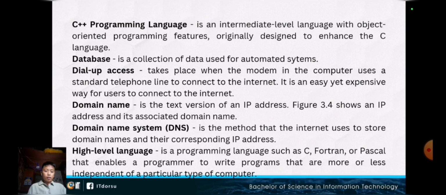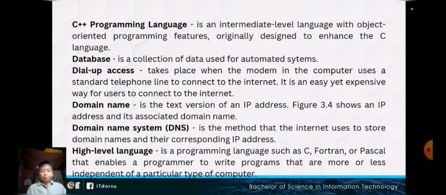It is the text version of an IP address. So, when we say IP address, it is an internet protocol. It is a unique address that identifies a device on the internet or local network. So, the IP address is what we see on computers, in a program, for example, numbers like 192.0.2.44, a series of numbers that we cannot understand, but that is what we call the IP.